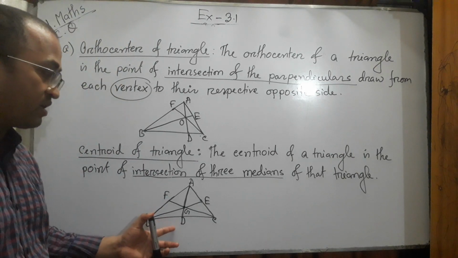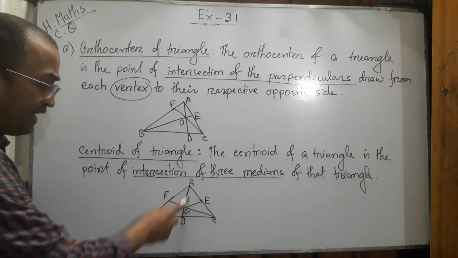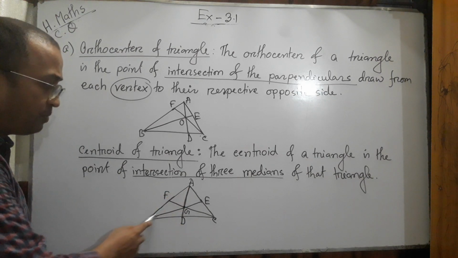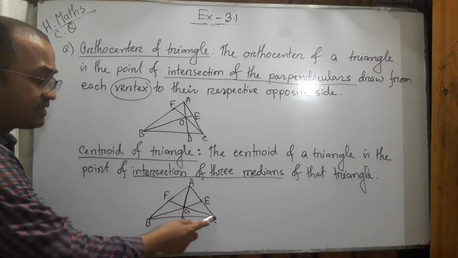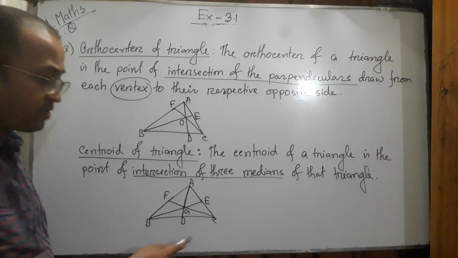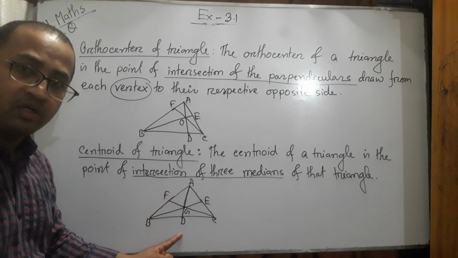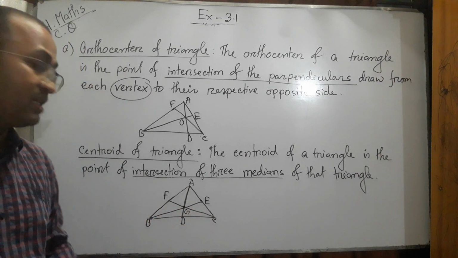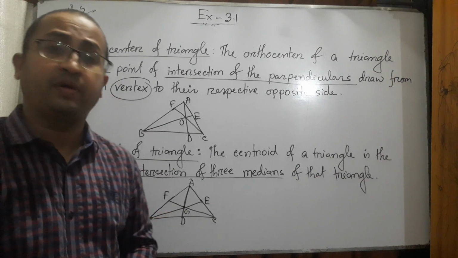Look, I have drawn a figure. ABC is a triangle and AD is the median from the vertex A to line BC. Similarly, BE is the median from the vertex B to AC and CF is the median from the vertex C to AB. Look, here AD is not a perpendicular. Similarly, BE, CF are not perpendicular. These are only medians. Sometimes a median becomes a perpendicular.